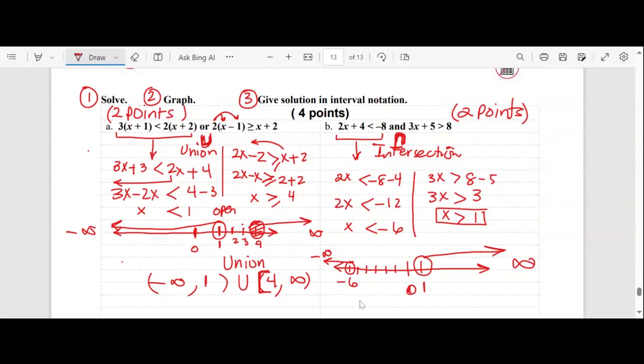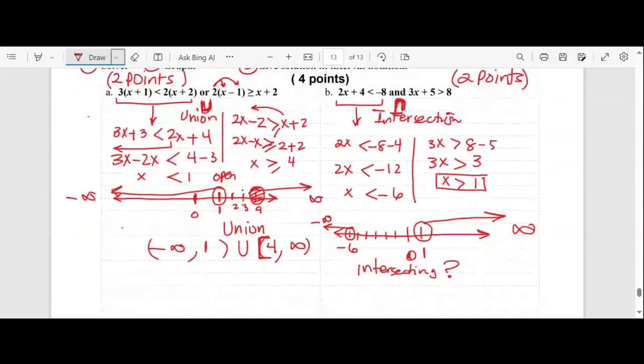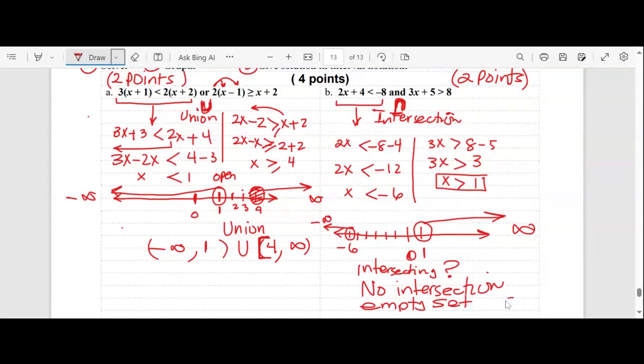Now the question here, are they intersecting? The answer is no. No intersection. Therefore, this is the empty set. How can you write empty set in math? Phi. Is this clear?